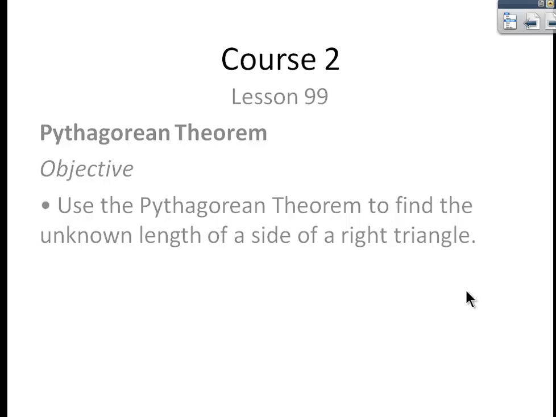Welcome to lesson 99 of Saxon Math Course 2. This lesson is about the Pythagorean Theorem. We're going to use the Pythagorean Theorem to find the unknown length of a side of a right triangle.